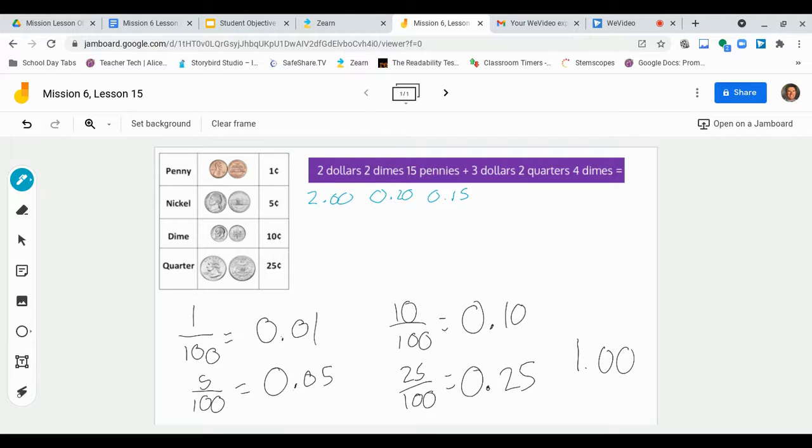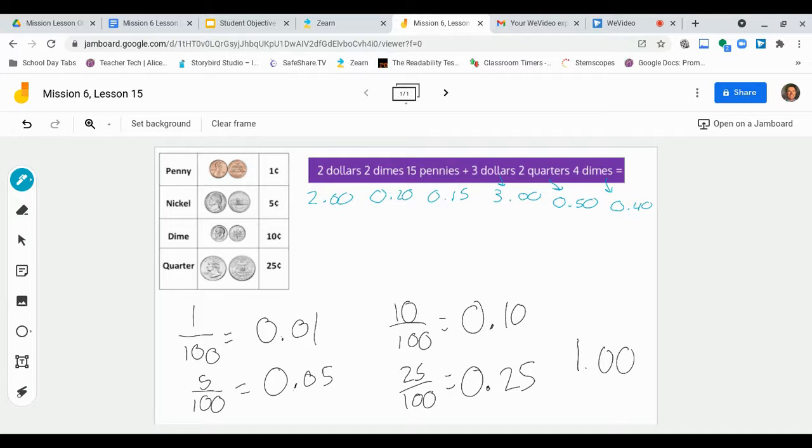And if I have $3, that's 3.00. Kind of running out of space here, but that's okay. If I have two quarters, that's 50 cents, so that's 50/100ths. And if I have four dimes, that's 40 cents, and that's 40/100ths. So I rewrote my values all in decimal form, and now all I need to do is add them.